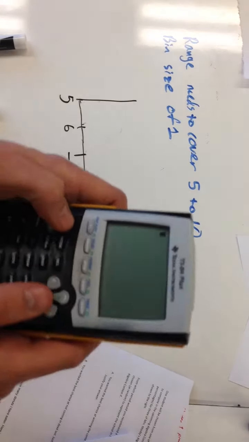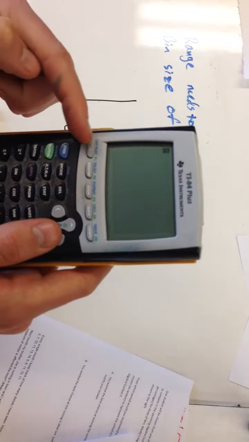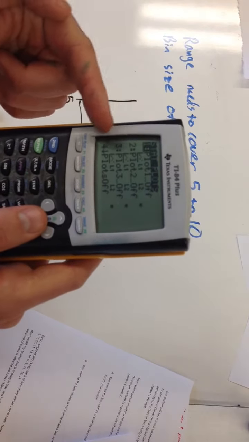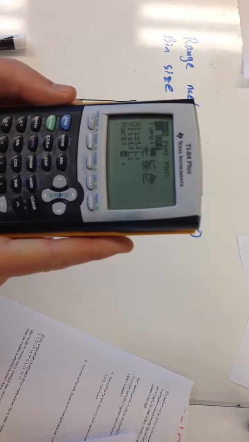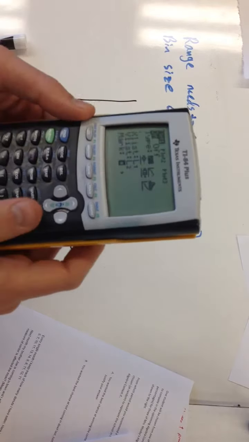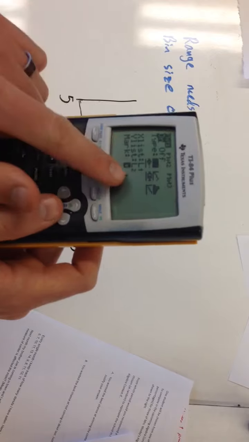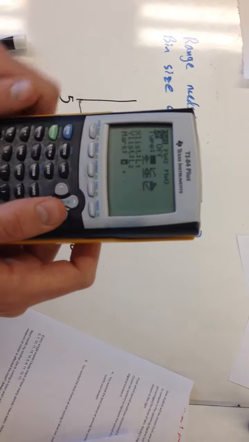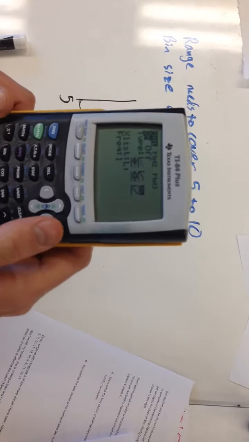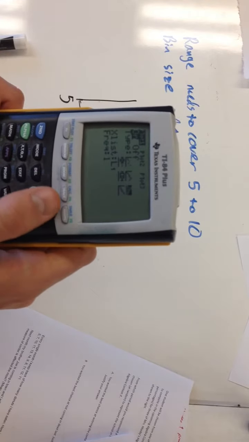So I want to go to Stat Plot. Stat Plot's above the Y equals, so I click Second, Stat Plot, and I can see that they're all turned off. So I click Enter to get in there, and I can see it flashing. I click Enter to turn it on, and I'm going to go down here. What I'm going to make is a histogram, that one right there. So I slide over there, I click Enter.